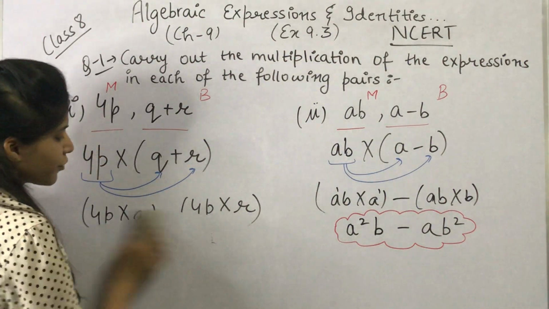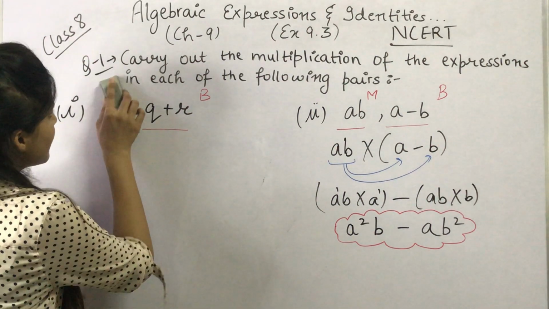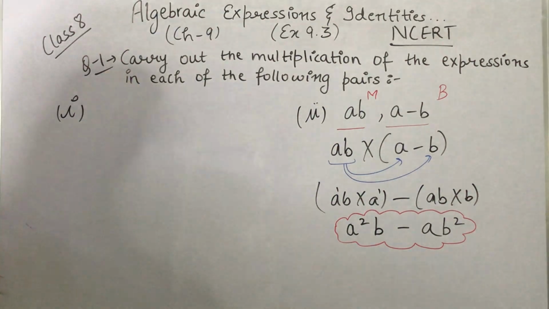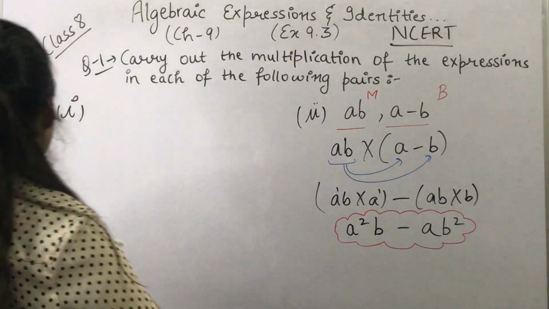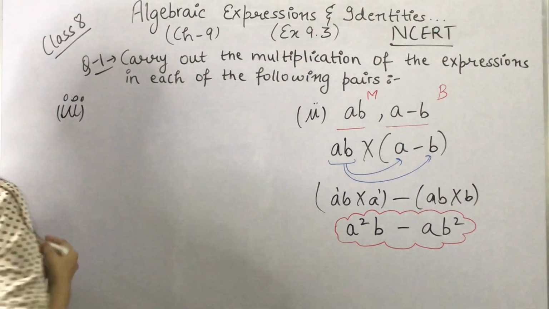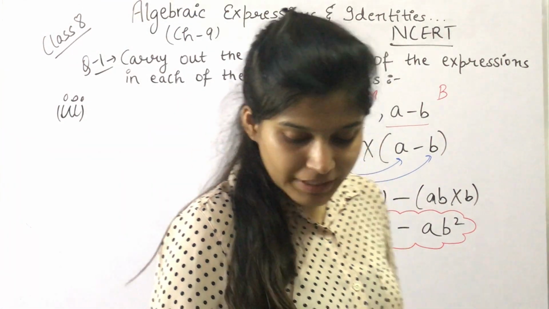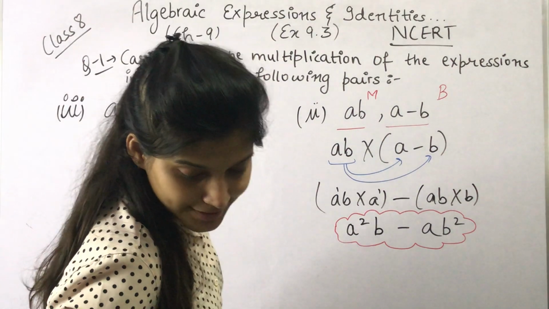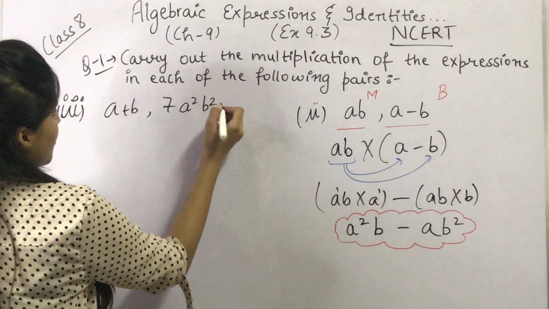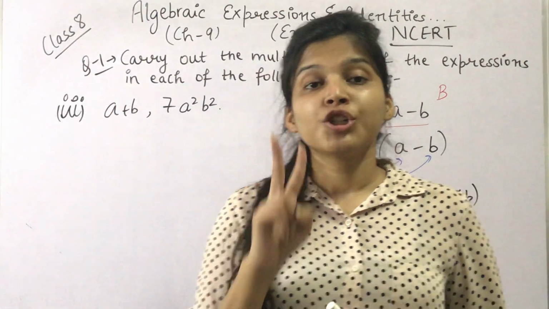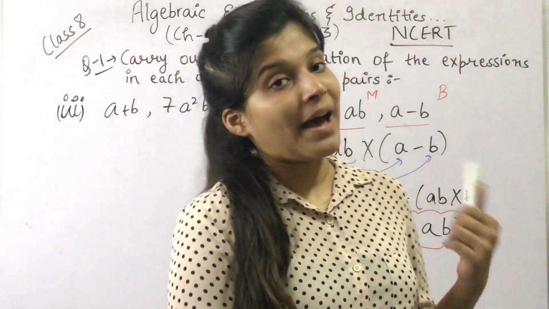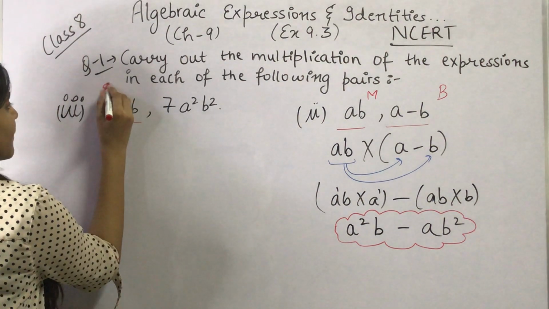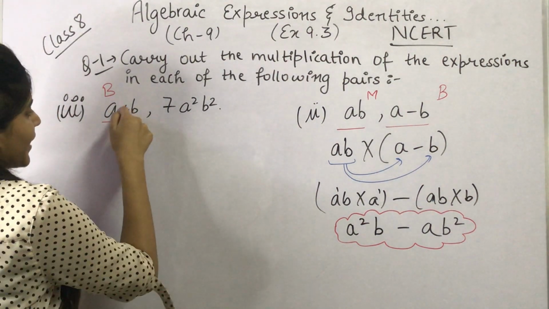Now children, let's come to the third part, which says the third part is A plus B and another expression is 7A squared B squared. So now we have two expressions. One is binomial expression. So A plus B is a binomial expression because we have two terms in this expression and we have an operation plus.